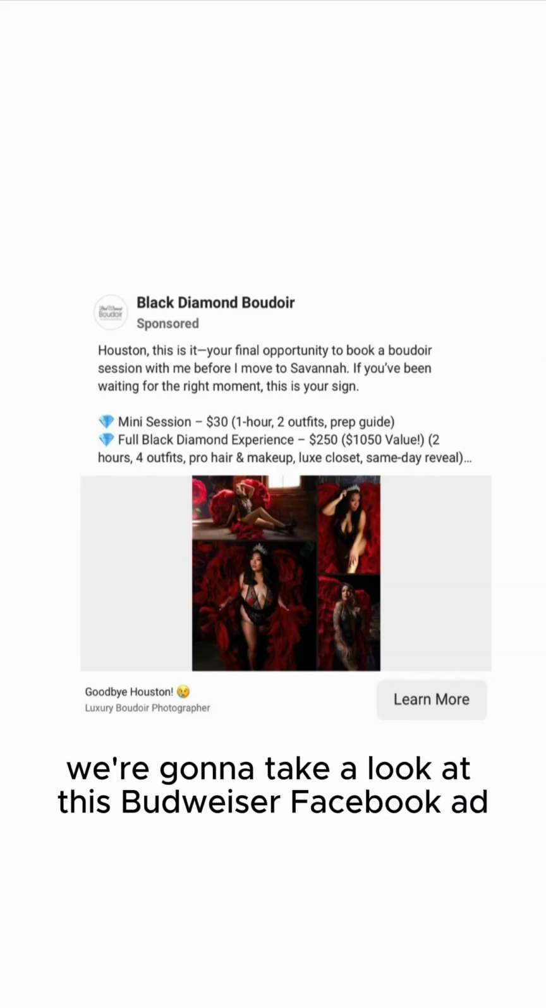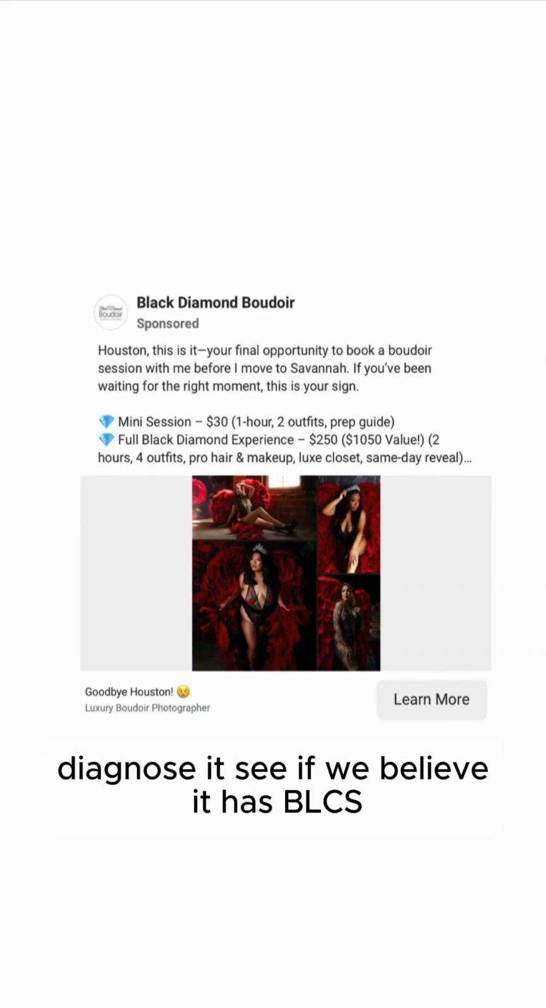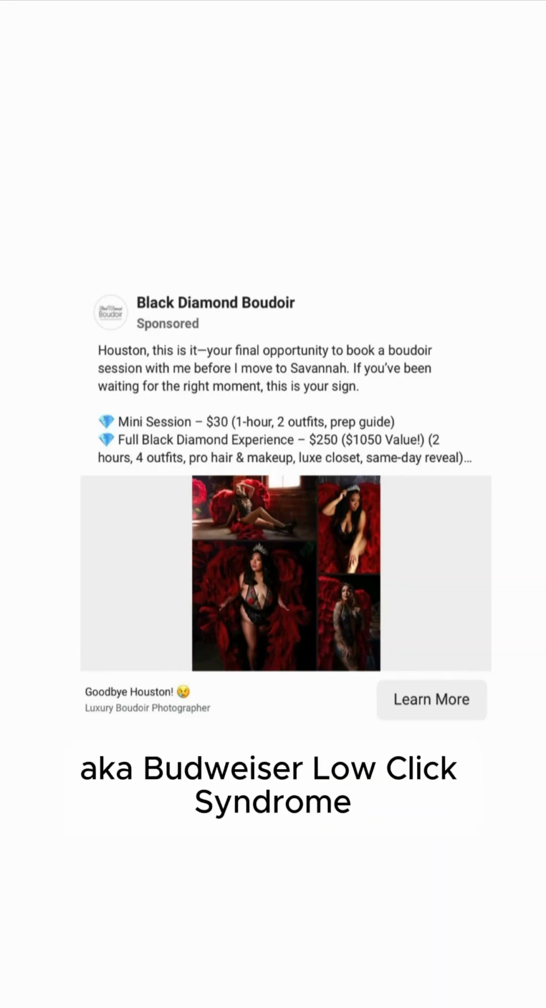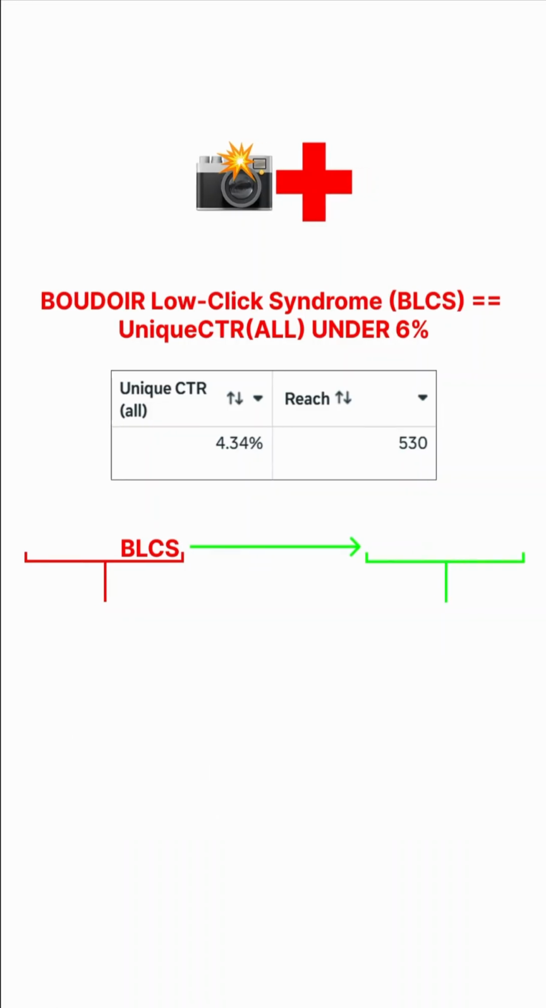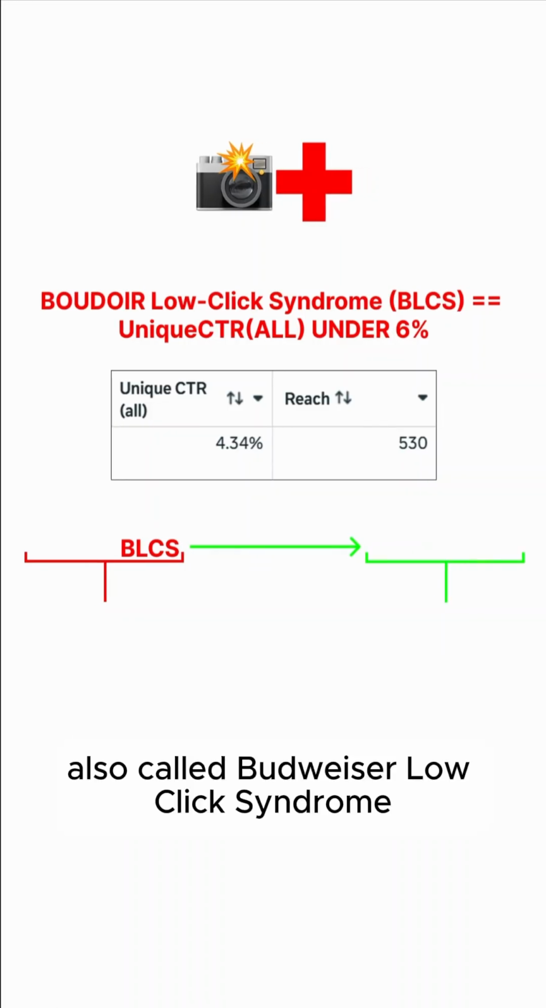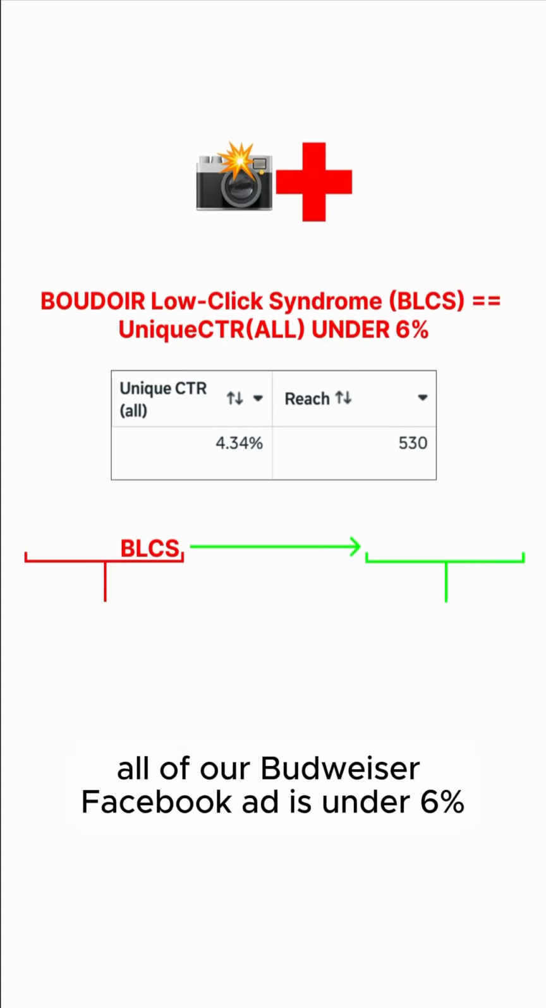All right, y'all, we're going to take a look at this Boudoir Facebook ad, diagnose it, and see if we believe it has BLCS, aka Boudoir low click syndrome. BLCS, also called Boudoir low click syndrome, is when the unique CTR all of our Boudoir Facebook ad is under 6%.